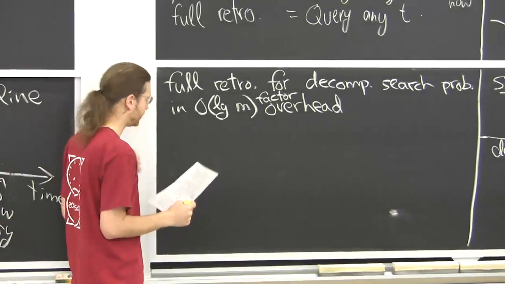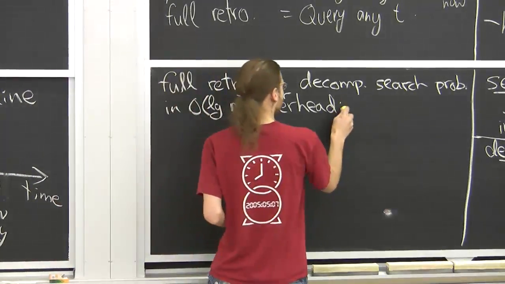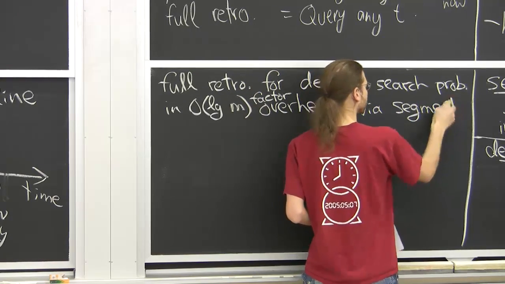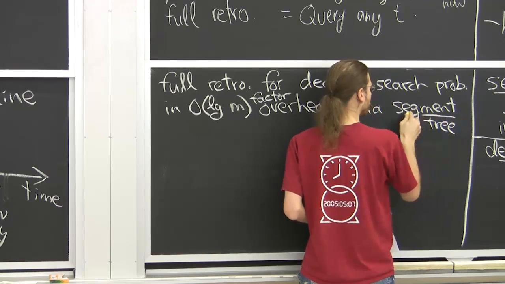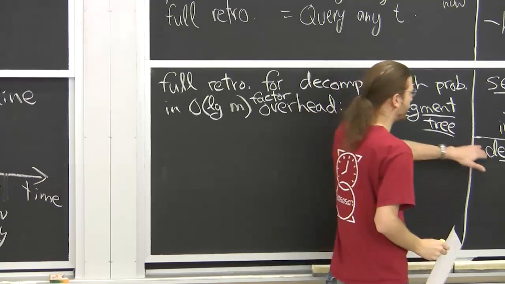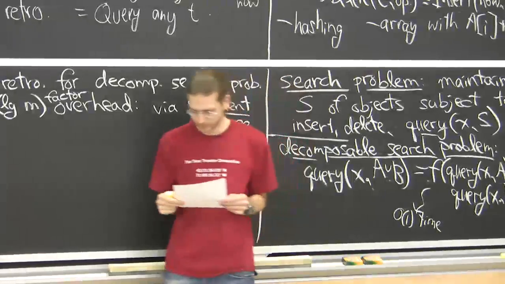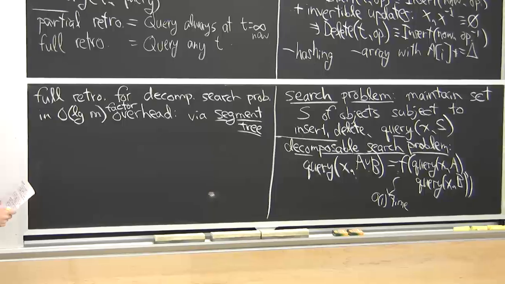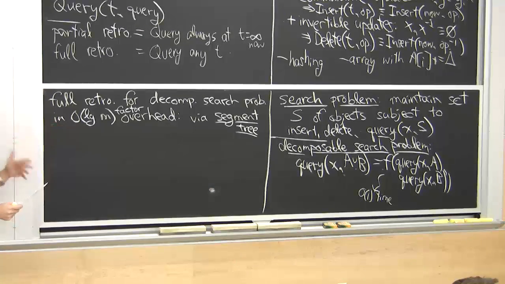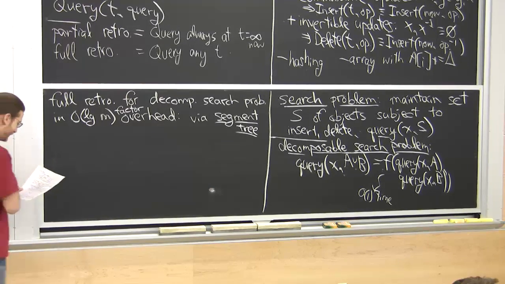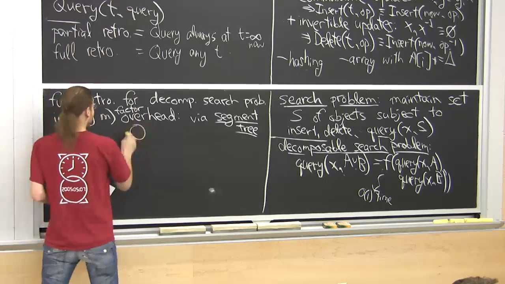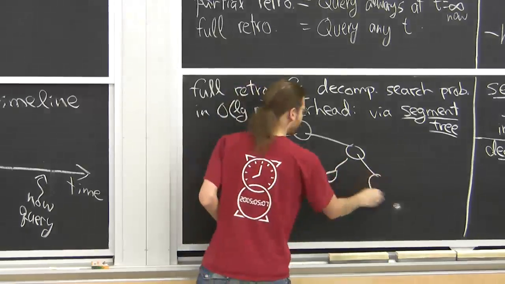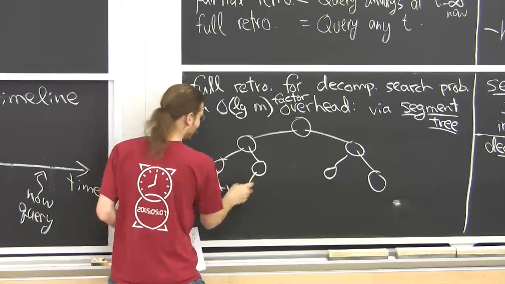Okay, we're going to do that via something called a segment tree, which was introduced in the same paper that dealt with decomposable search problems by Bentley and Saxe in 1980. They weren't thinking about time travel, but retroactively their result is useful. So what's a segment tree? It's a tree. Let me draw my favorite picture. I'll draw this many times in this class, I'm sure.